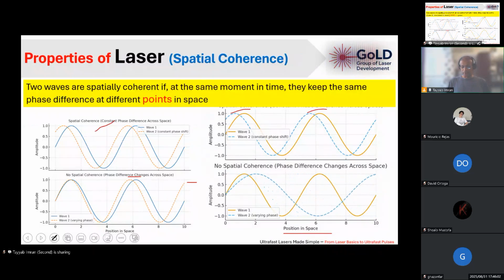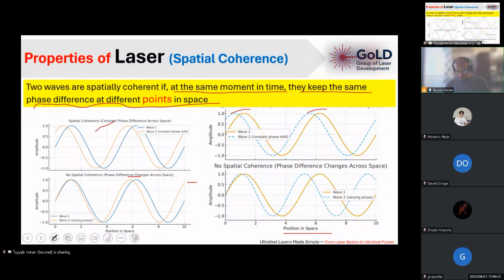So what is that? At the same moment in time, they keep the same phase difference at different points in space. So here it's not keeping the same phase difference, on this side. So this is spatial coherence, because coherence is always somehow confusing. That is why I thought to show some more about coherence.